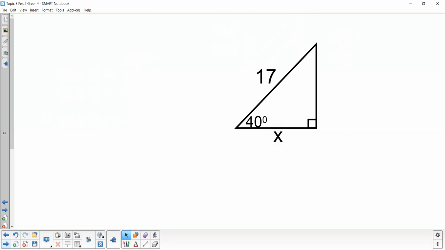All right, as you guys are working on this, I'm gonna label my triangle. X is the adjacent side. 17 is the hypotenuse. So I'm gonna say, adjacent and hypotenuse. Looks like we're using cosine, huh? Cosine. I was gonna say cosine. It's confusing because the other one's sine.